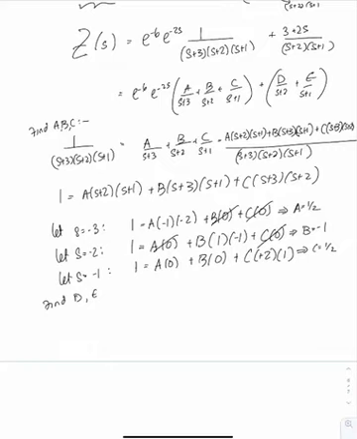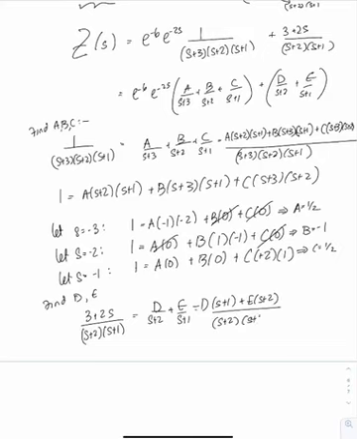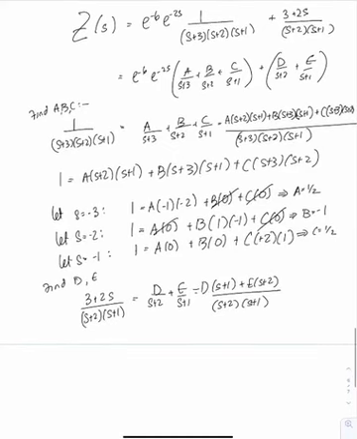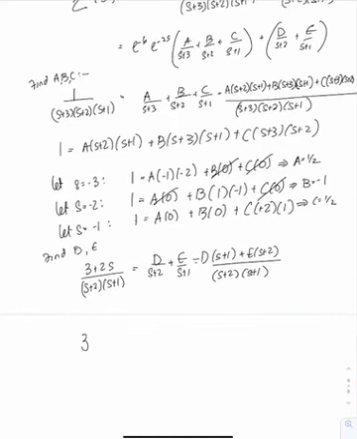And what do you have? You have that second term, 3 plus 2s over s plus 2 times s plus 1 equals d over s plus 2 plus e over s plus 1. Taking a common denominator on the right, you have d times s plus 1 plus e times s plus 2 over s plus 2 times s plus 1. Denominators are equal, so numerators are equal, so equate that. 3 plus 2s equals d times s plus 1 plus e times s plus 2.